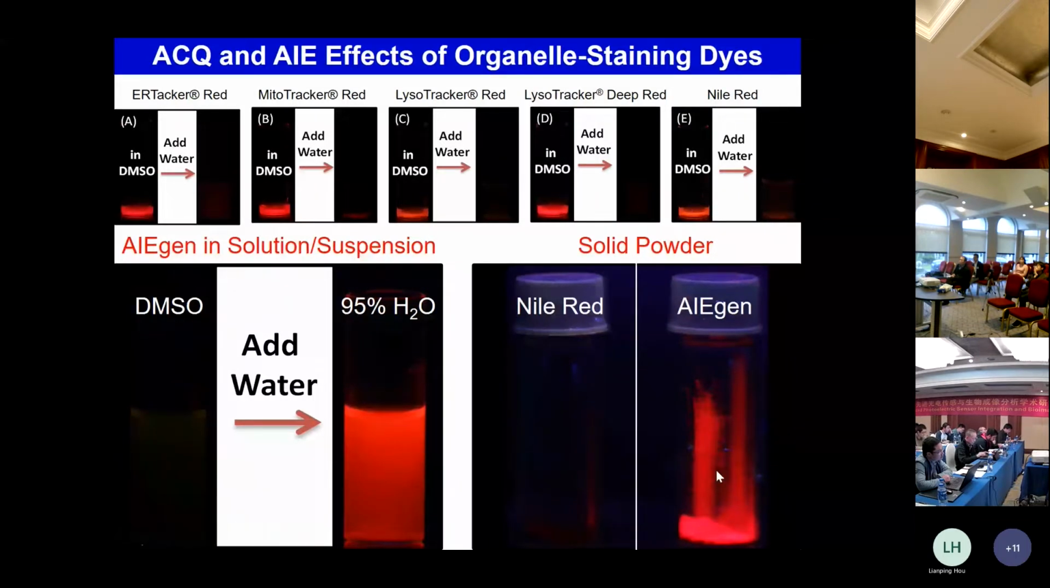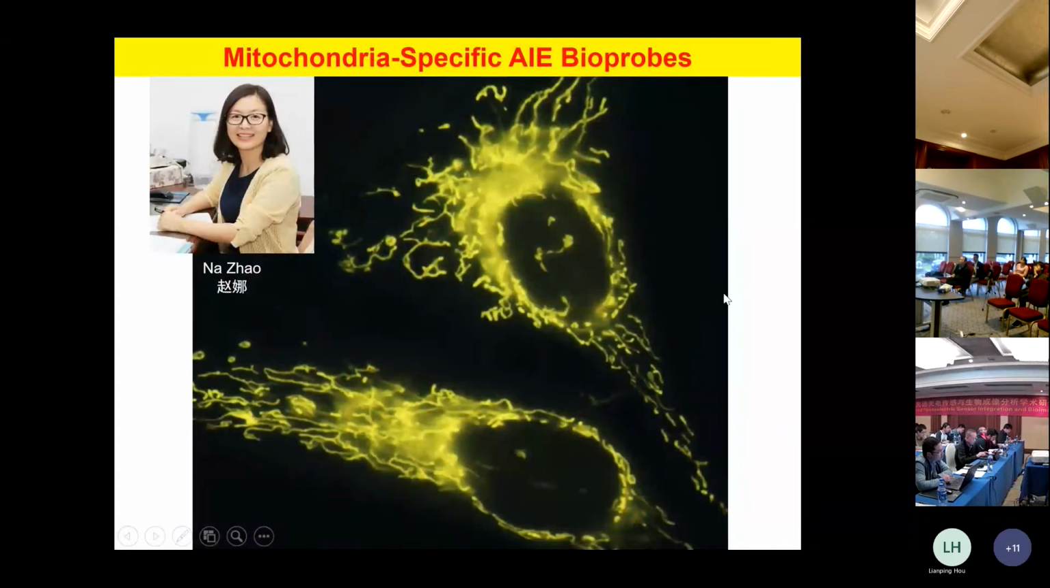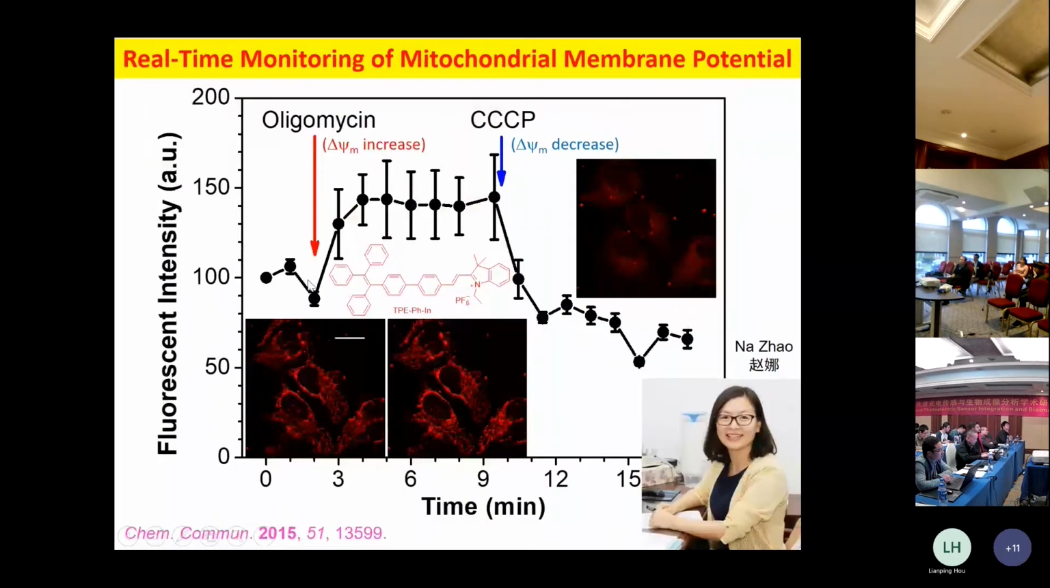Now let me give you some examples of the organelle specific AIE biosensors. You can see this is a mitochondria specific system. We can image the mitochondria in very high resolution. We can see all these tiny, fine structures. Not just the image in itself, we can also tell you how the membrane potential is changing.